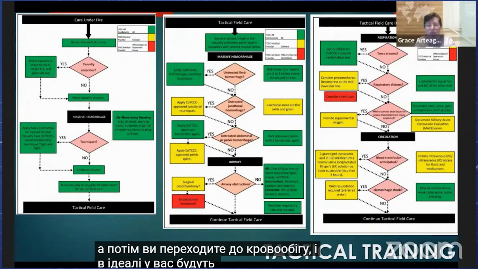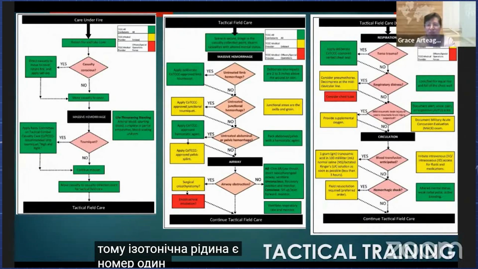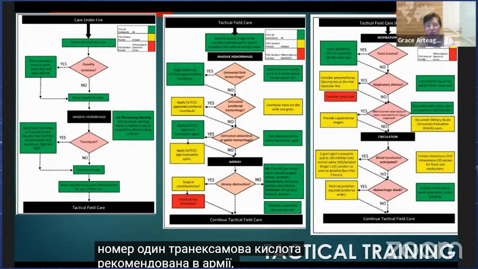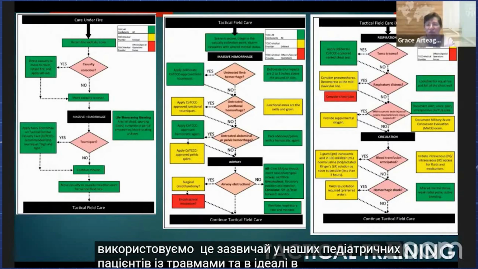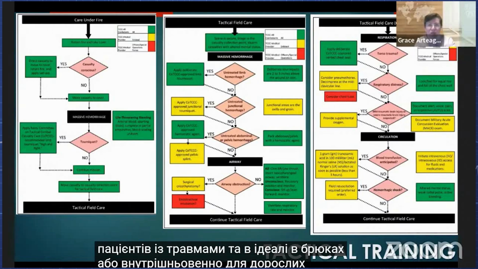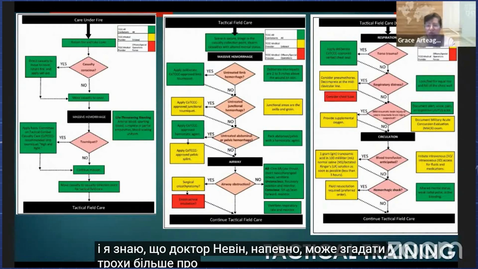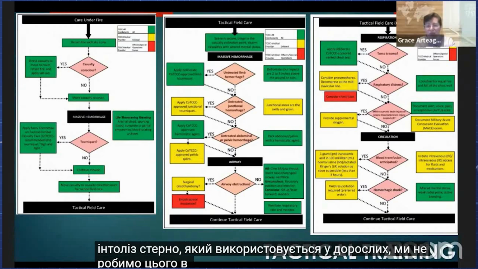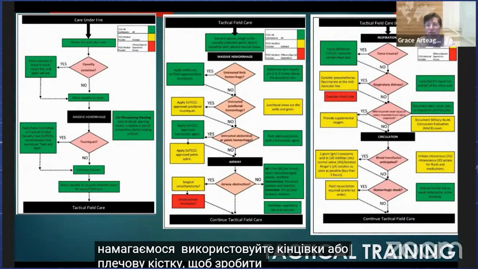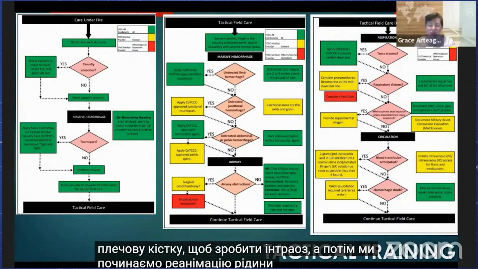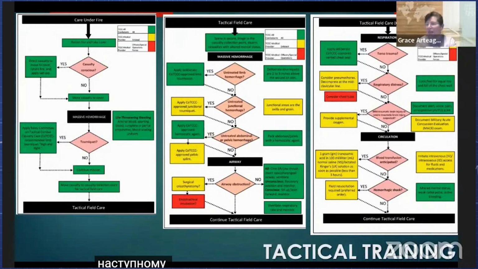And ideally, you will have some resources available. So isotonic fluid is the number one. Tranexamic acid is recommended in the military. We don't use that commonly in our pediatric trauma patients. And ideally, intraosseous or intravenous. For the adult military, and I know Dr. Niven probably can mention a little bit more about the sternal intraosseous that's used in adults, we don't do that in our pediatric populations. We try to use the extremities or the humerus to do intraosseous. And then we start the fluid resuscitation depending on the amount of bleeding that is present. Next slide, please.